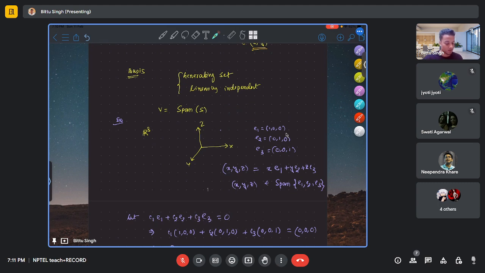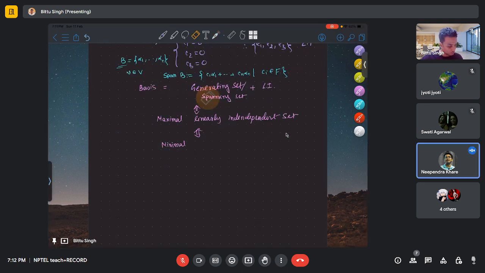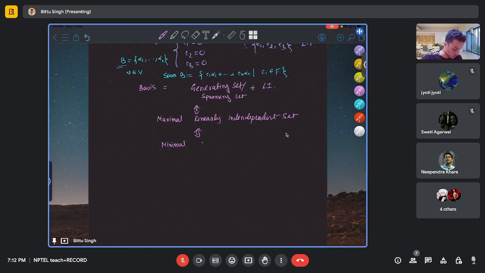And only a linearly independent set will not generate the whole space. We need to take a maximal linearly independent set. For example, e1, e2 are linearly independent, but this generates only this plane, not the whole R3. So we need to take a maximal linearly independent set, a minimal spanning set.